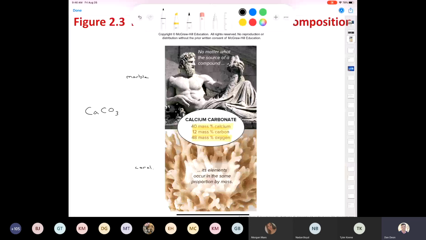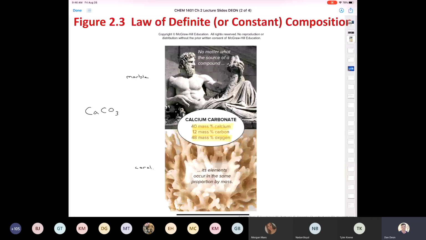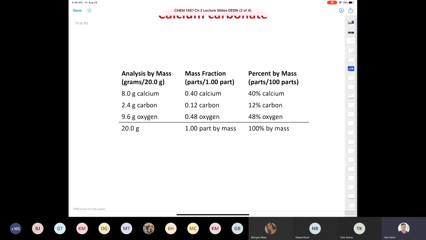Okay, so it doesn't matter where we grab a compound, right? If we grab water from a lake in Minnesota, or if we go to New Zealand and grab it from a lake there, it's still going to be composed of the same elements in the same proportion by mass. And I'm sure that some of you are already thinking, well, come on, I know that's true. Calcium carbonate is calcium carbonate. Okay, but we still need to define these things before we really get moving here. Here's another way of representing the law of definite or constant composition.